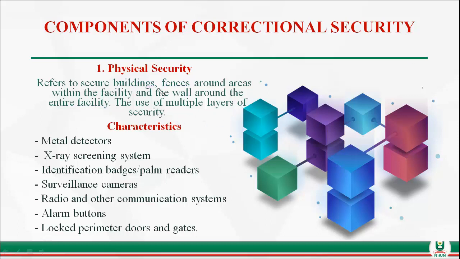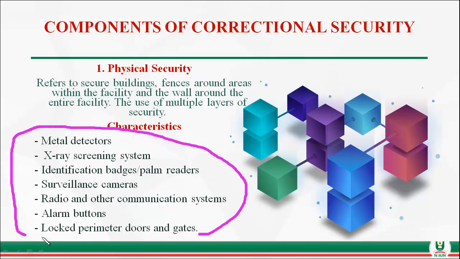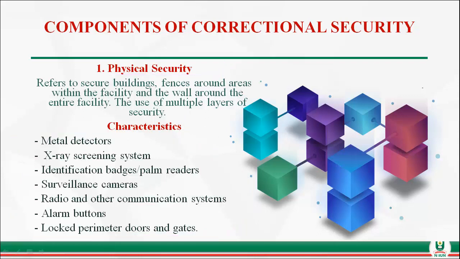So the physical security essentially has to do with physical protection around the correctional facility, and it is characterized by metal detectors, X-ray screening system, identification badges, palm readers, surveillance cameras, radios, and other communication systems, alarm buttons, lock perimeters, doors, and gates. All of these are characteristics of physical security. All right, so these are core elements in terms of physical security. All right, so let's look at the procedure.